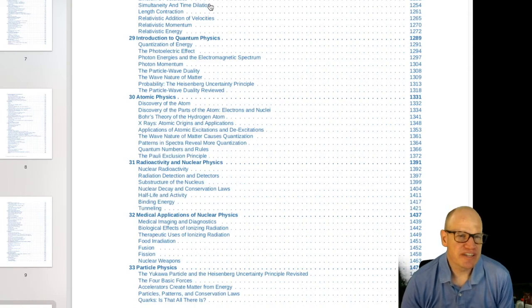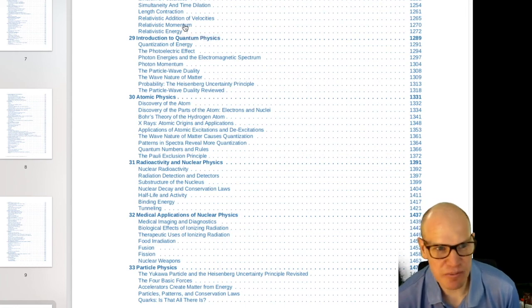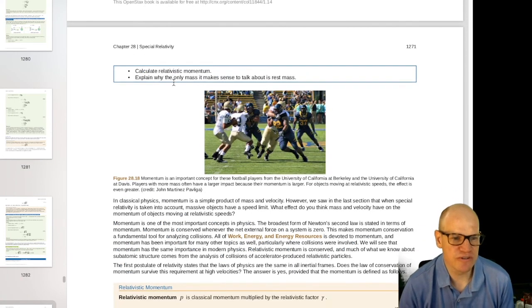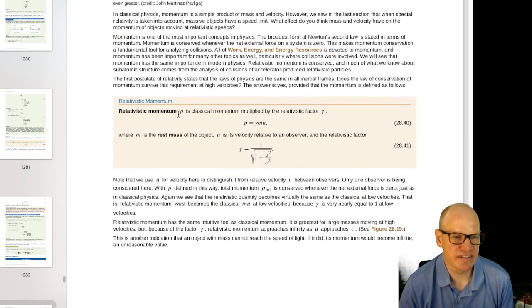Einstein's postulates, we did that. We did simultaneity. We did relativistic addition of velocities, relativistic momentum, relativistic energy. Should we see if the text actually does relativistic velocity properly? Let's hope so. That's the thing. We got that.